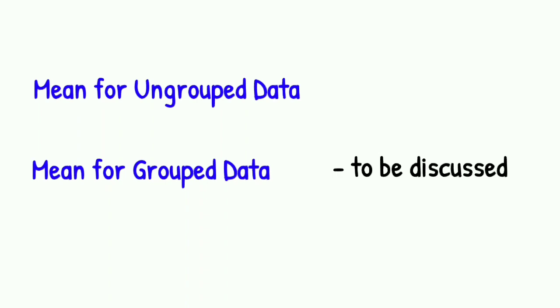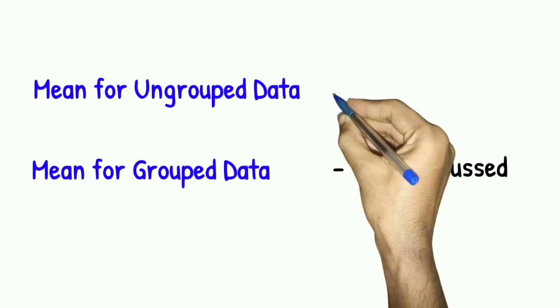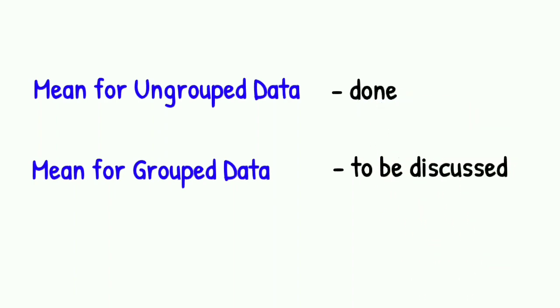Dito sa mean for grouped data, magsiset din tayo ng class limits. That's why more complex ang ating computation dito. Unlike sa mean for ungrouped data, na diretso na. We will just follow the formula and substitute the values, at makukuha na natin yung mean for ungrouped data. Pero dito sa mean for grouped data, medyo mas complex ang computation.